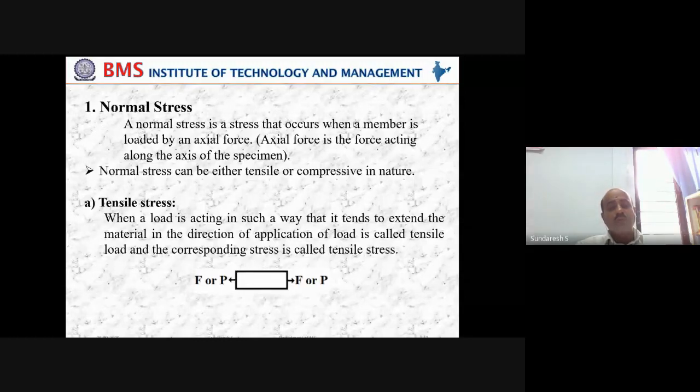Now, taking the same 2 words here, we will define what is a normal stress. A normal stress is a stress that occurs when a member is loaded by an axial force. Generally, it is the stress which is induced across the normal section of a member. Normal section in the sense, the section you are going to take exactly perpendicular to the axis of the member.